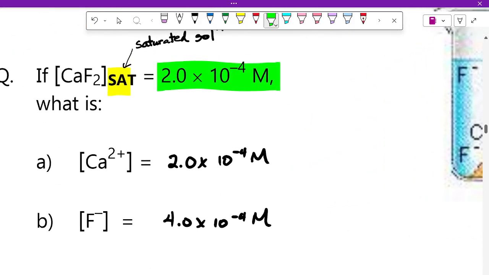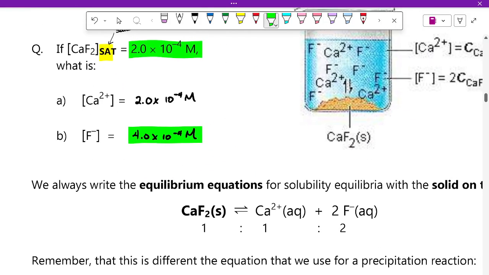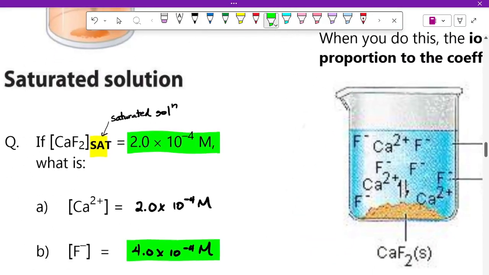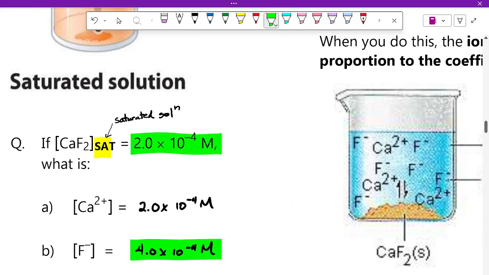Okay, are we okay with where we got the 4.0 times 10 to the negative 4? Anyone want to go through that? No. Okay. So if we were to write the equation for this situation, would we write a precipitation equation or a solubility equilibrium equation?